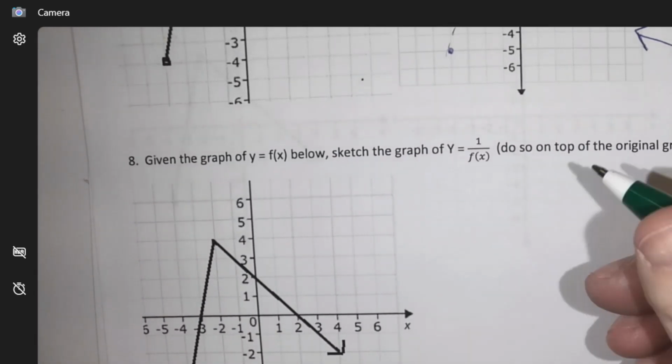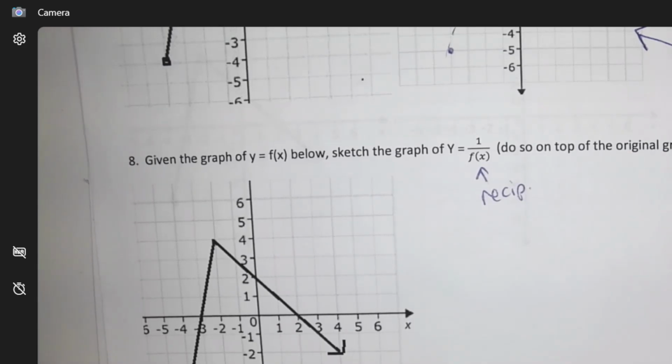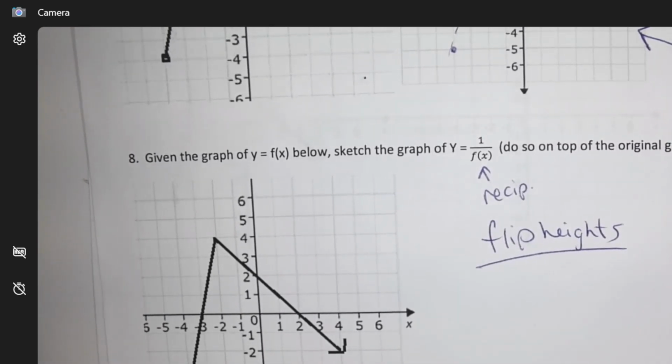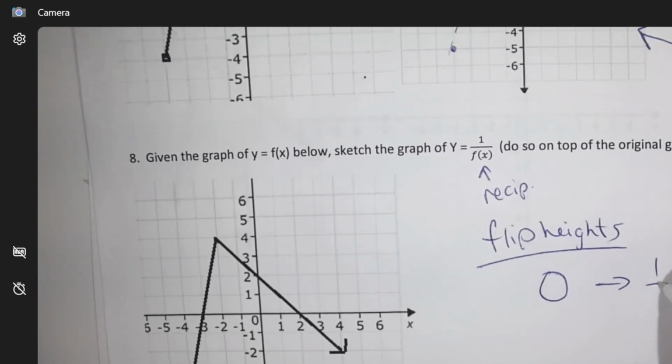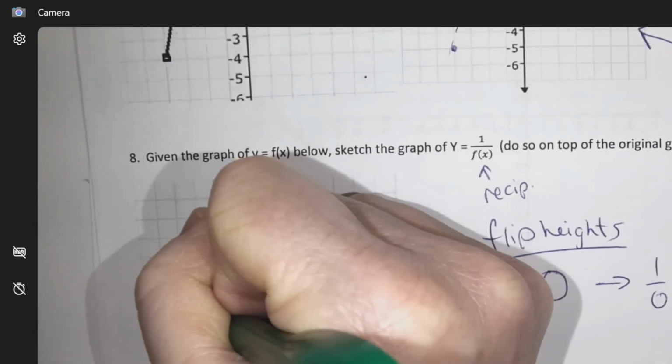Okay. Next question has a reciprocal on it. So flipping stuff. Heights. Flip the heights. That's what you're doing. All right, so now the first one I attack is the height of 0. What happens on the flip? How do you draw this number? How do you draw 1 over 0? An asymptote. So a dashed vertical line.